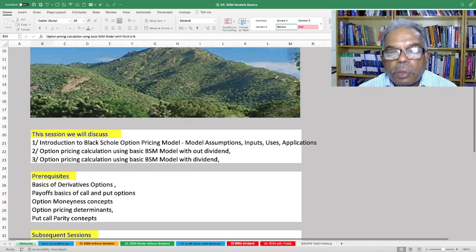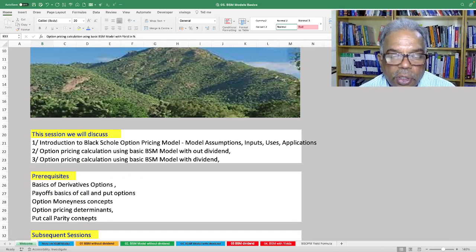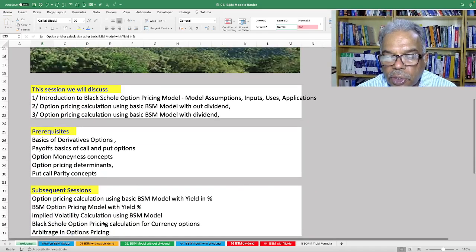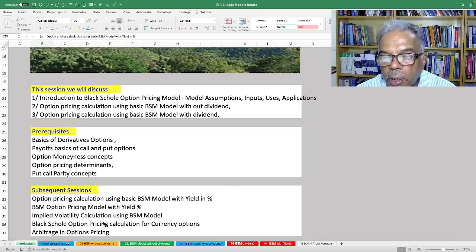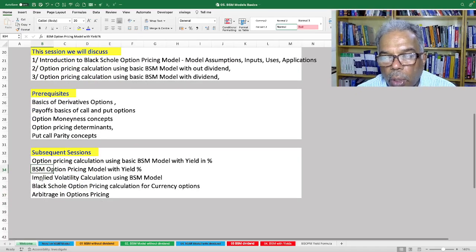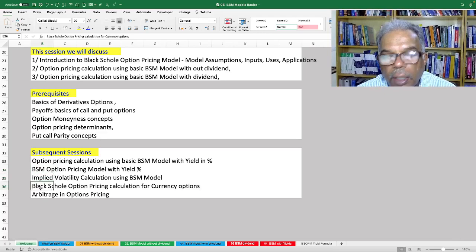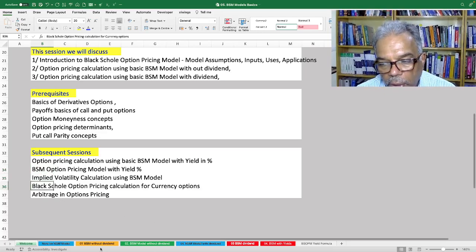What are the requirements? The requirements for this session are a basic understanding of derivative options, the payoff, option moneyness, option pricing determinants, and put call parity concepts. In a subsequent session, we will discuss option pricing calculation with the yield, and we will also calculate the Black-Scholes option pricing model with the yield in percentage, implied volatility, and also we will calculate for currency options. We will also discuss arbitrage and pricing calculations.